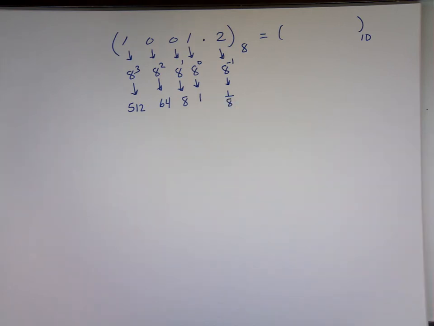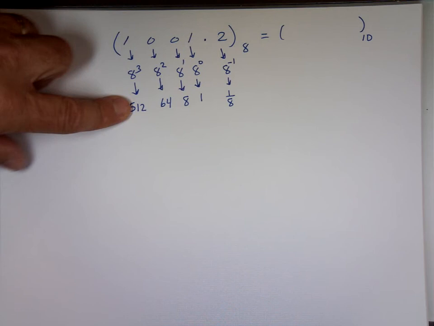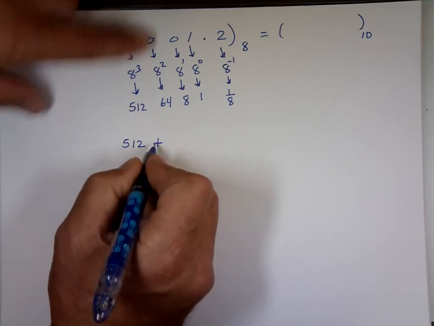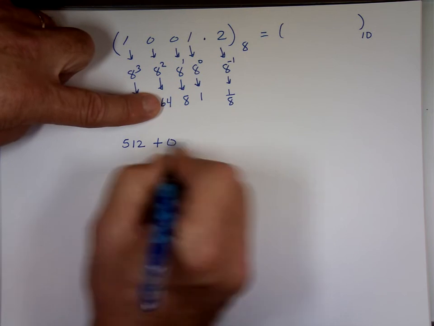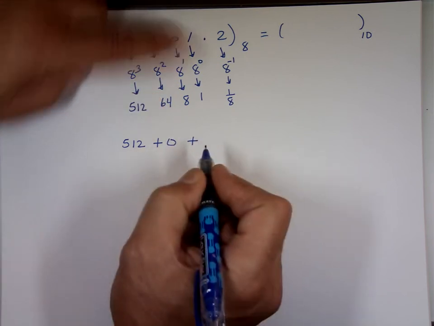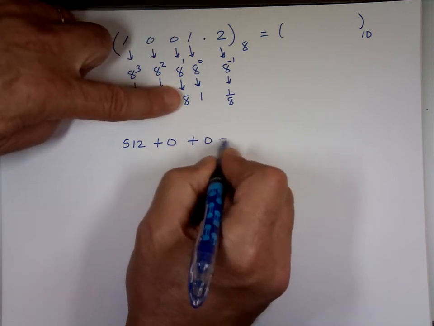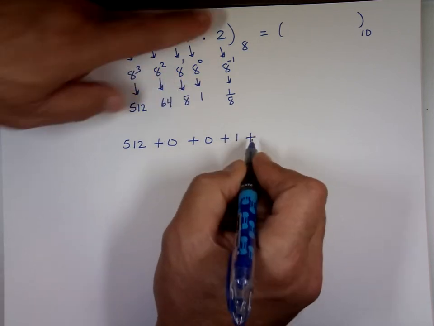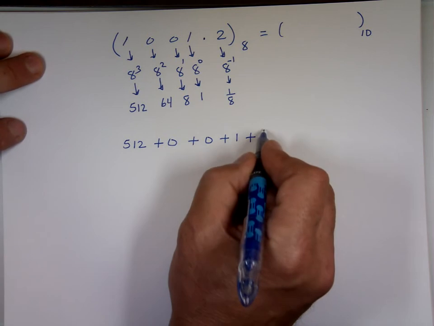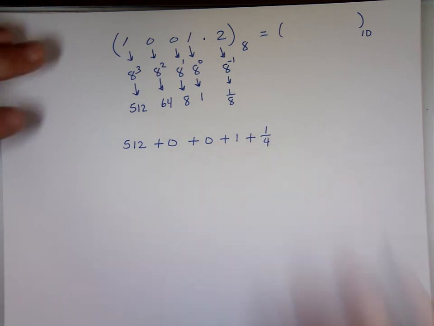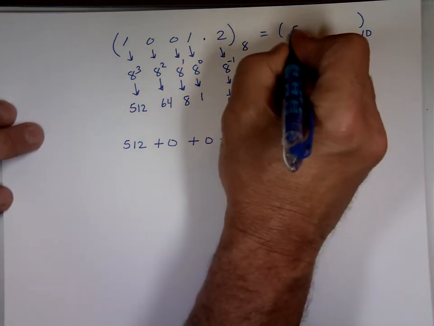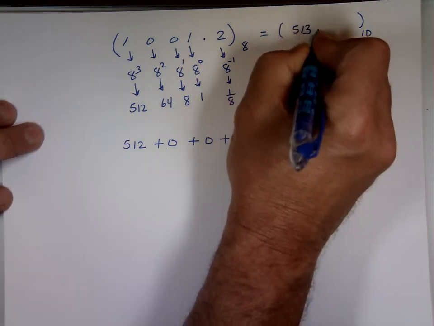So 1 times 512 is 512. 0 times 64 is 0. 0 times 8, 0. 1 times 1 is 1. 2 times 1/8 is 2/8, which is what? 1/4. 512 plus 1 is 513. Point, what's 1/4? Isn't that 25?